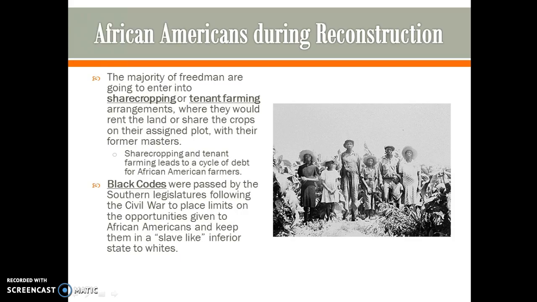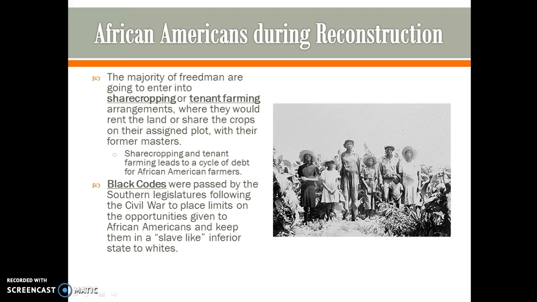The majority of freedmen entered into sharecropping or tenant farming arrangements. They would rent the land in tenant farming or share the crops on their assigned plot in sharecropping with their former masters. Sharecropping and tenant farming led to a cycle of debt for African American farmers.